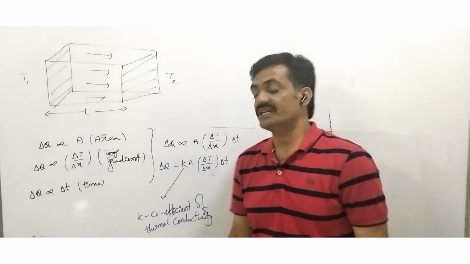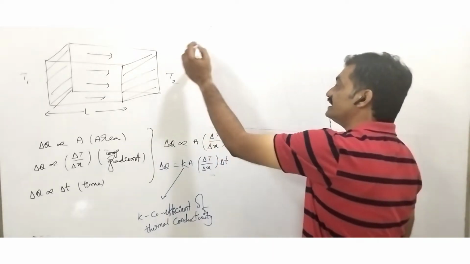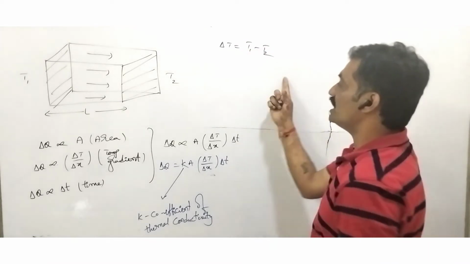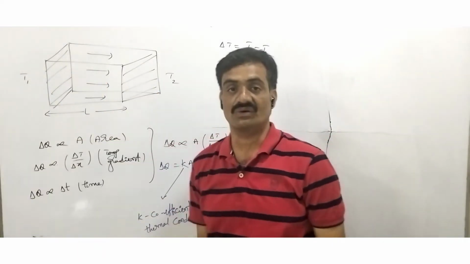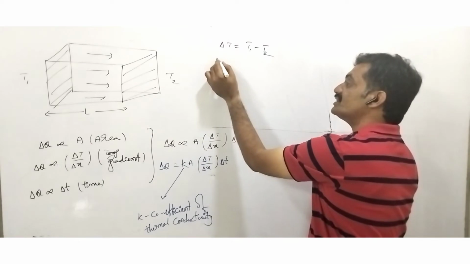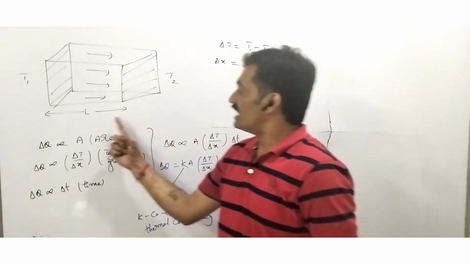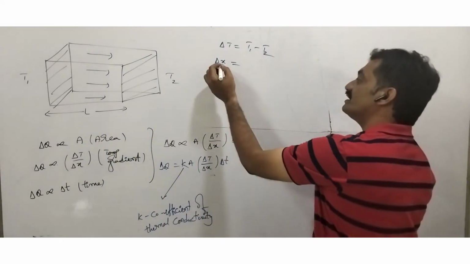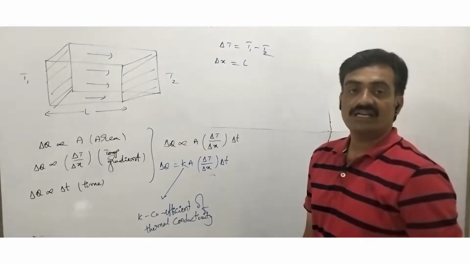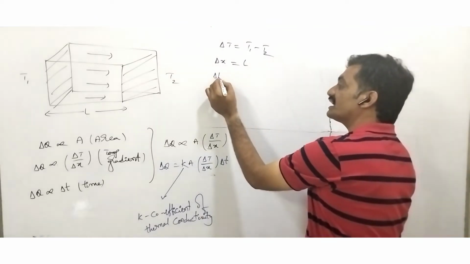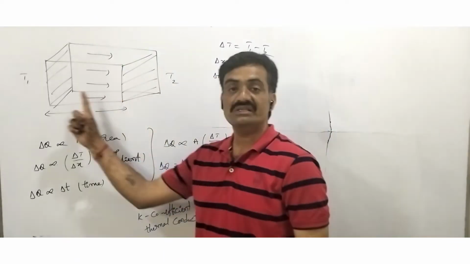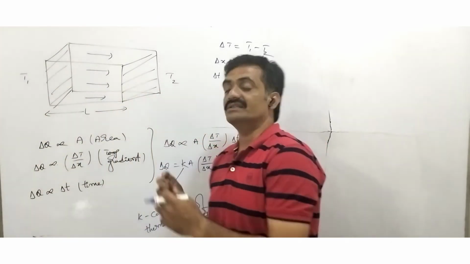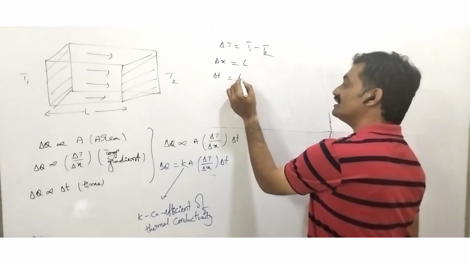Now, delta T can be represented as T1 minus T2, the change in temperature across the ends of the rod, where delta X is nothing but the change in length. Considering the total length of the rod is L, instead of delta X we write L. And here, delta t, the small t, represents the change in time during the flow of heat from one end of the rod to the other end. So we represent it as t.